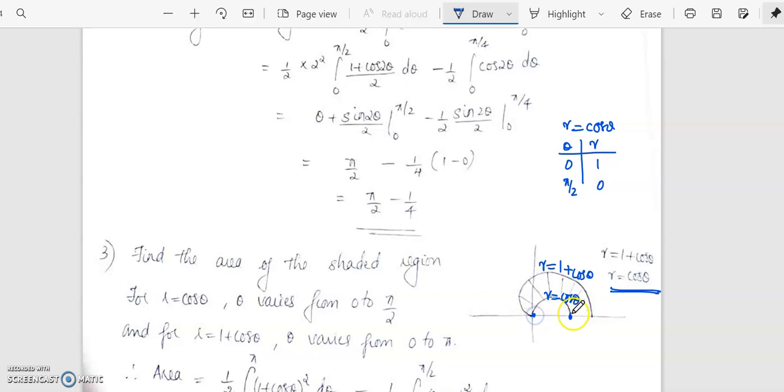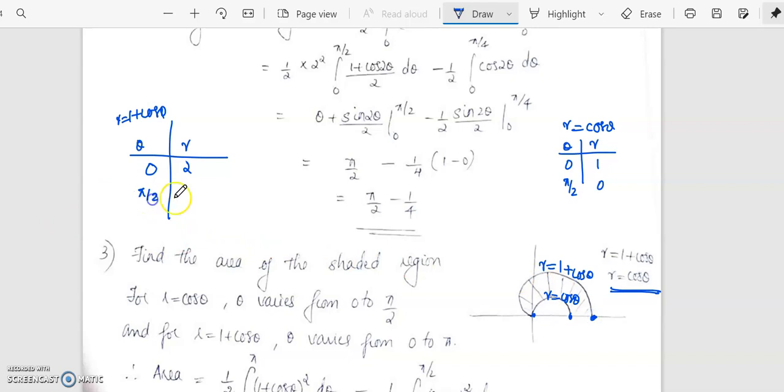So for r equal to cos theta, in the given region theta varies from 0 to pi by 2. Now when we take r equal to 1 plus cos theta, let us look at the theta and r values. When theta is 0, the value is going to be equal to 2. That is the maximum value, since the maximum value of cos is 1. So this is the maximum value taken by r. So this will be 2.